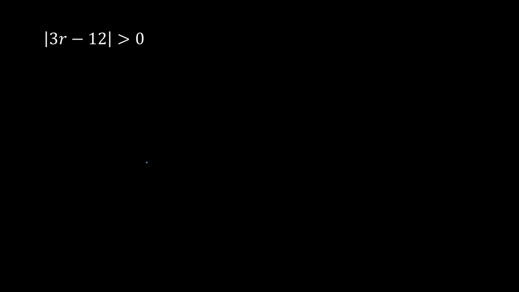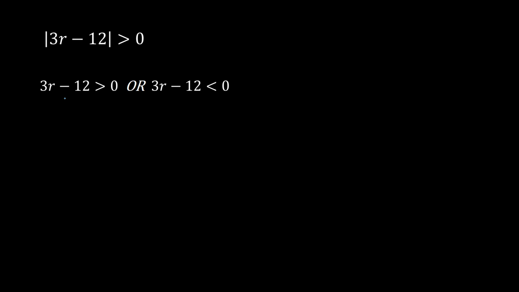So your two cases, once again, would be simply taking the absolute value sign away. And we're going to get 3r minus 12 is greater than 0. And then your case number 2 would be 3r minus 12, and then change the sign from greater than to a less than, and then change this from a positive to a negative. But in this case, it's a 0, so it doesn't really matter. There's no such thing as a positive or negative 0. So we've set up our two cases, and now we can solve.